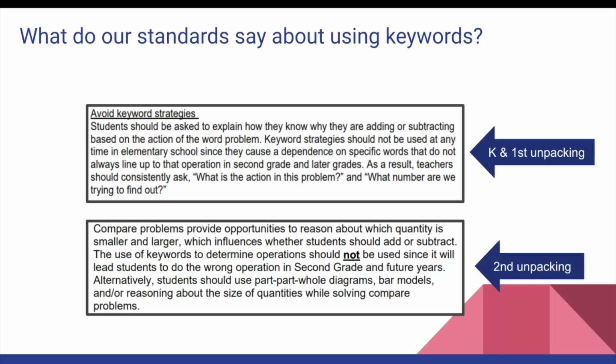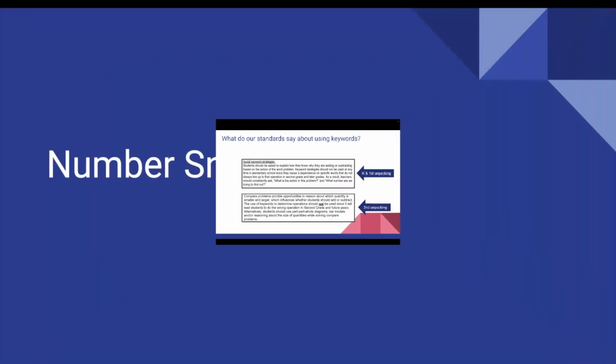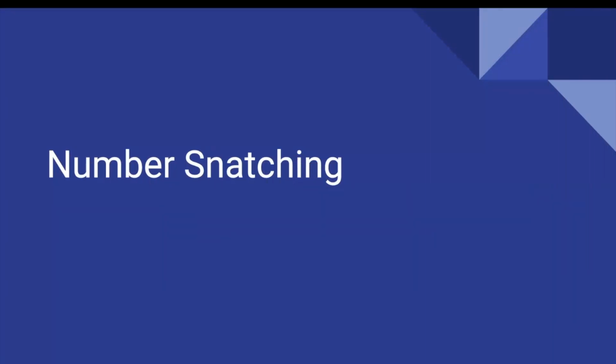We have established that keywords is a strategy that will lead to later misunderstandings or development of unintended misconceptions. The unpacking documents were updated June 2022 and now have explicit language to cite why to end the use of keywords as a problem-solving strategy. This guidance also advocates for teacher questioning to help guide students in doing the heavy lifting of the problem-solving and sense-making. Another problem of practice that could impede mathematical thinking is called number snatching.